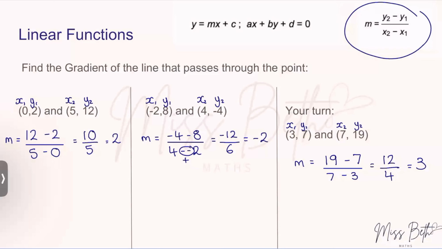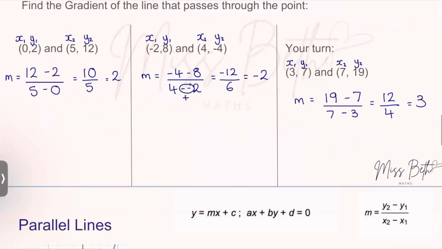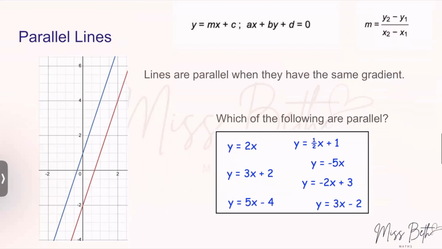Okay, right, we are going to move on now to parallel lines. So the main thing that I need you to note here is that lines are parallel when they have the same gradient. Okay, so if that number in front of the x is the same, the two lines are parallel. I've given you an example here of two lines that are parallel. They will never meet, okay? Both those lines have the same gradient, but what they do have is a different y-intercept, okay? Same gradient, different intercept, okay?